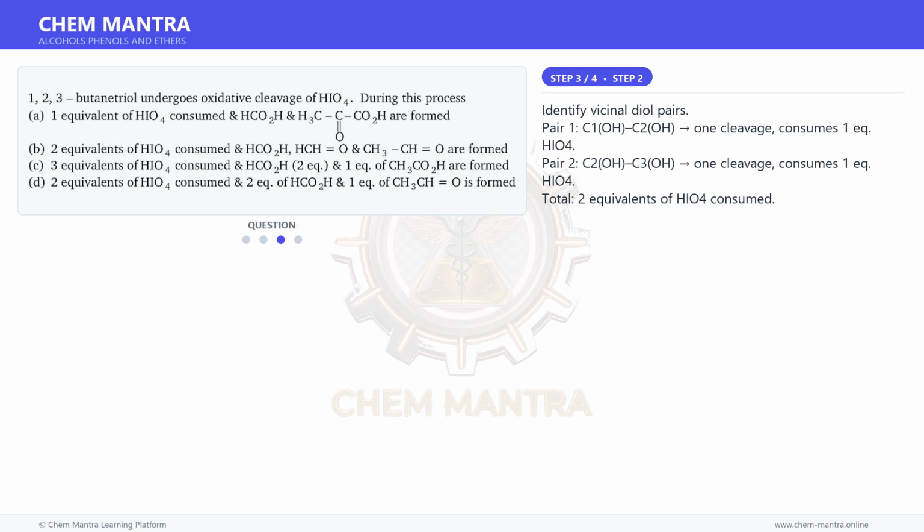Moving on to the next step. Identify vicinal diol pairs. Pair 1, C1 and C2: one cleavage consumes one HIO4. Pair 2, C2 and C3: one cleavage consumes one HIO4. Total, two equivalents of HIO4 consumed.